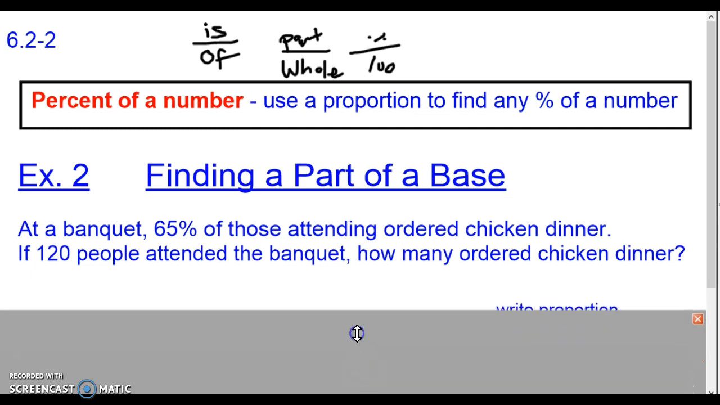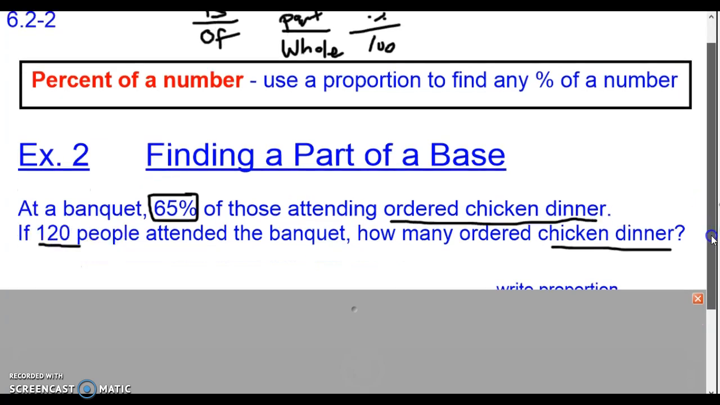So at a banquet, 65% of those attending ordered chicken dinner. If 120 people attended the banquet, how many ordered chicken dinner? So let's go ahead and highlight our important information. Here we have the number 65%. And then I also have that a total of 120 people attended the banquet, and I want to know how many ordered the chicken dinner. And up here, this 65% is also who ordered chicken dinner.